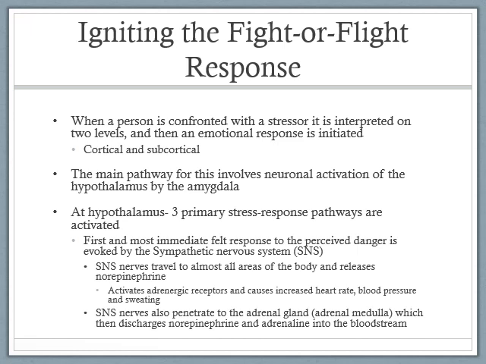Your SNS nerves travel to almost all areas of the body and release norepinephrine, which activates adrenergic receptors and causes increased heart rate, blood pressure, and sweating. So that is your fight or flight response kicking in. Your SNS nerves also penetrate the adrenal gland in the adrenal medulla, which then discharges norepinephrine and adrenaline into the bloodstream.